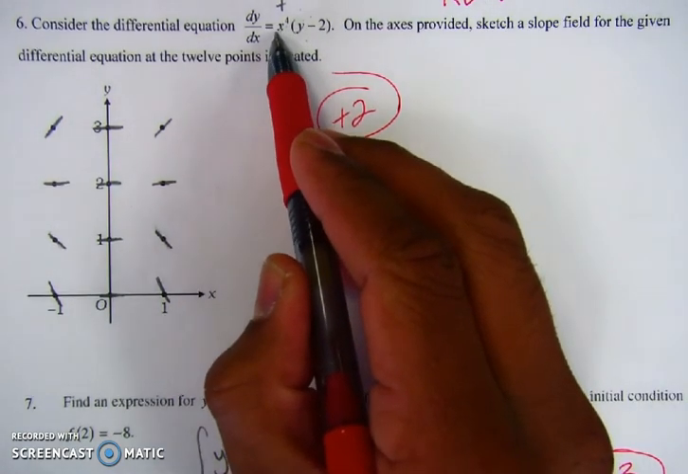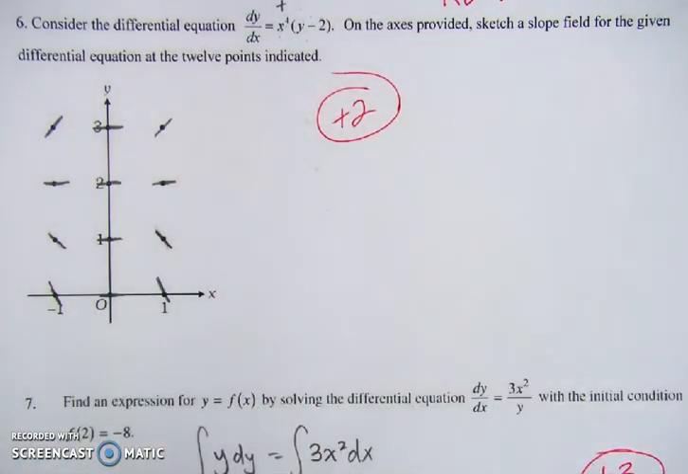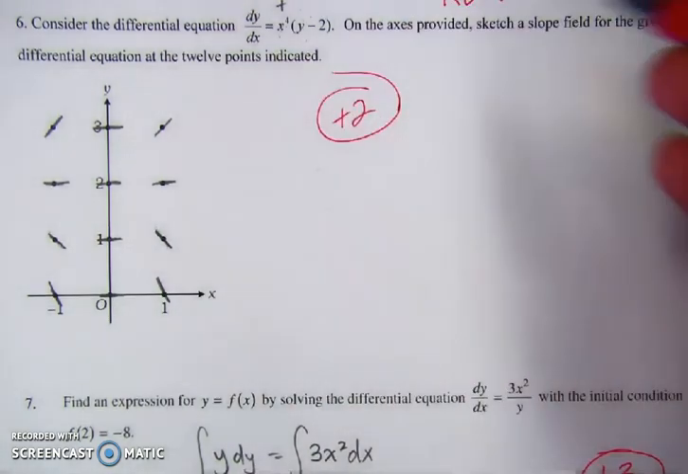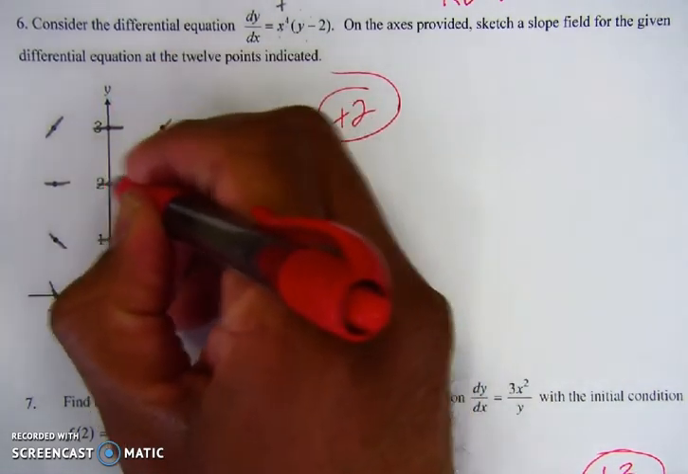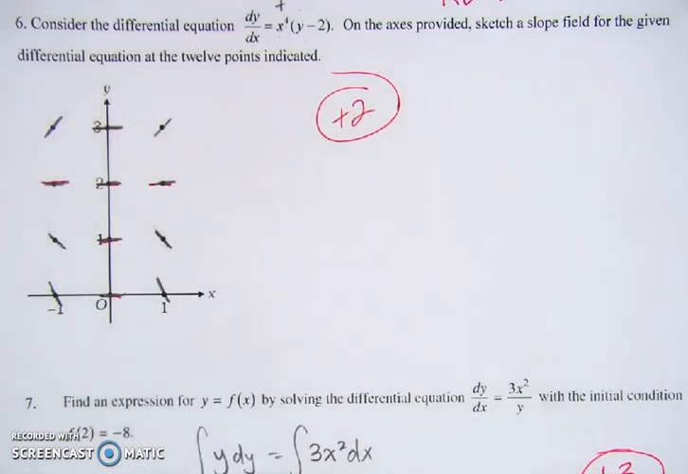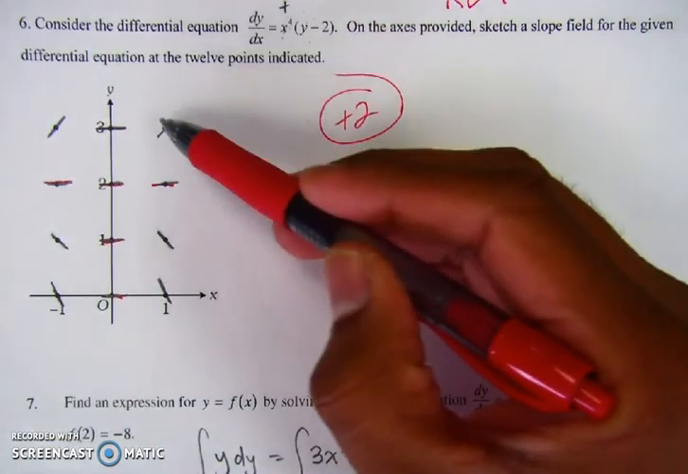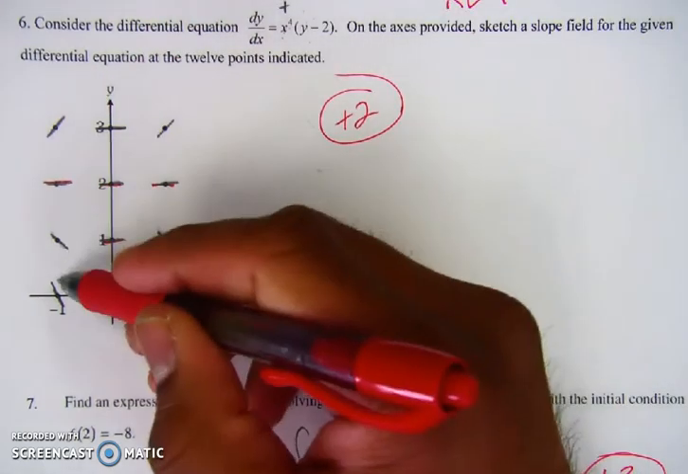Since x to the 4th is always positive, the y value is really what's going to determine your slope here. So this is what you have. Here are some givens, the slopes of 0. Okay, here we have positive 1, negative 1, and negative 2.